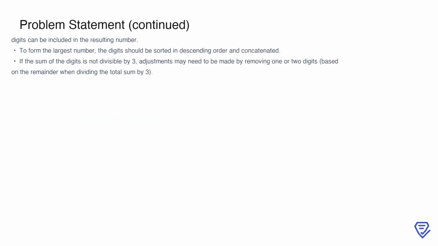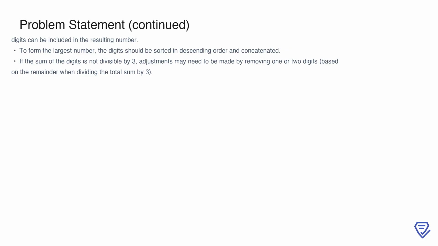To solve this, we can use the property that a number is divisible by 3 if the sum of its digits is divisible by 3. This allows us to strategically decide which digits to include. To maximize the number, the digits should first be sorted in descending order and then concatenated. However, if the sum of the digits isn't divisible by 3, adjustments are needed. For example, we might remove 1 or 2 digits, depending on the remainder when the sum is divided by 3. This process ensures that the resulting number is both the largest possible and a valid multiple of 3, while adhering to the problem's constraints.